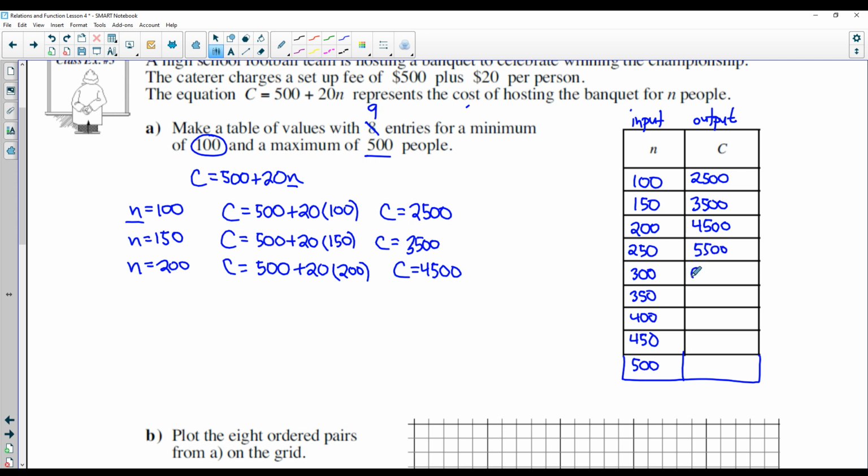This one would be 6,500. This would be 7,500. This would be 8,500. This would be 9,500. And this would be 10,500. All right, there's my table of values.